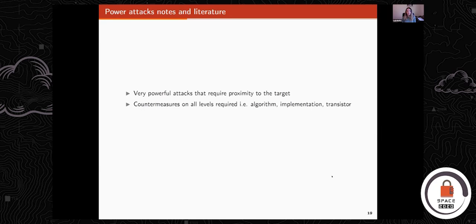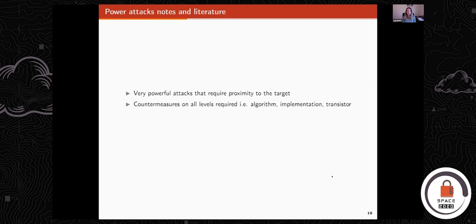So you can think of first algorithms. We were talking about having all constant time and so on, that's typically already considered on this level. Then implementation level. When you think about it going on a specific platform, like a Java card or microcontroller or ASIC, then you have to consider additional countermeasures that are sometimes platform specific. And even all the way down to transistor level. One of the very intensively researched countermeasures is special logic styles that consume always the same amount of power.